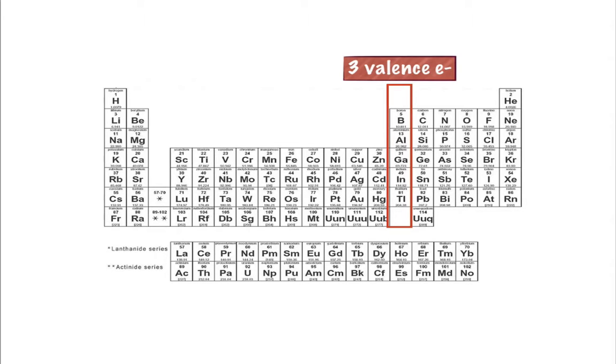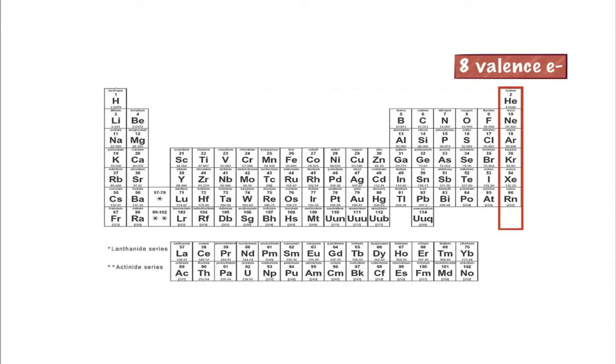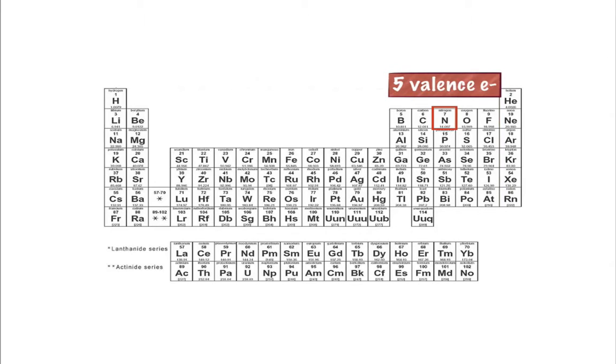You have 3 valence electrons in this group, 4 valence electrons, 5, 6, 7, and then finally 8 valence electrons. Now each of these groups has a certain set of behaviors based off of the number of valence electrons that they have. Okay, so let's take a look at some of these behaviors.